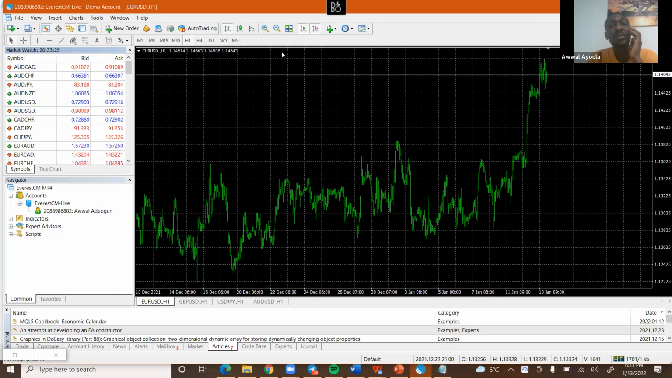So you have a pip and lot sizes. These are terminologies in the market, and you need to really understand them. All right, now I'm going to explain this.